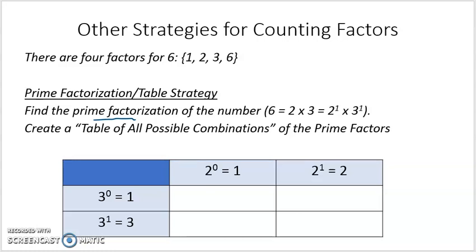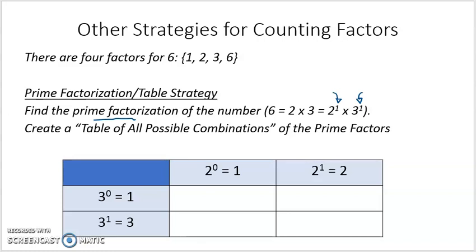Those are the 2 prime factors of 6. I'm going to write those with their exponents. 2 is 2 to the first. 3 is 3 to the first. So they have exponents 1 each. For the table, what you do is you create a table of possible combinations. As I was writing that, I thought that sounded sort of like Harry Potter, the mirror of Aristotle, or the table of all possible combinations.